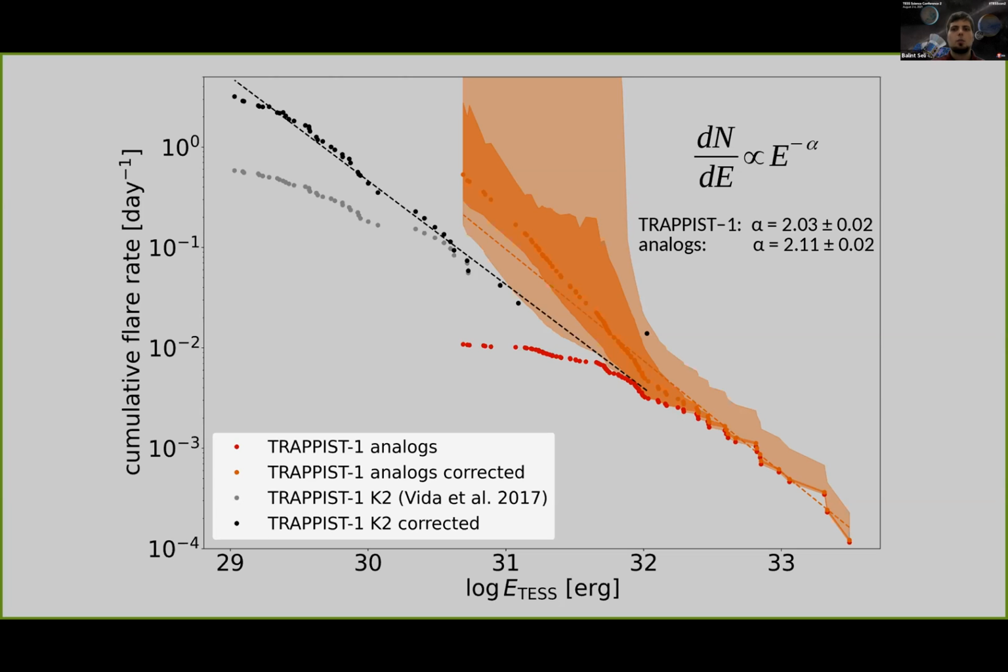And what is really nice is that these two FFDs seem to lie in a continuation of each other, which means that the flare frequency distribution of TRAPPIST-1 can actually be extended to 1 or 2 orders of magnitude higher energies. So if for any kind of habitability study for TRAPPIST-1 you need a super flare rate, you could just extrapolate the FFD you already got.